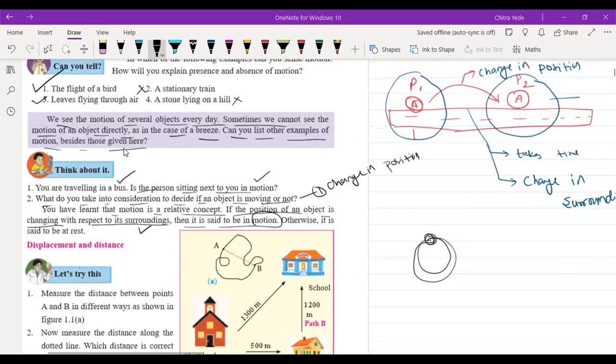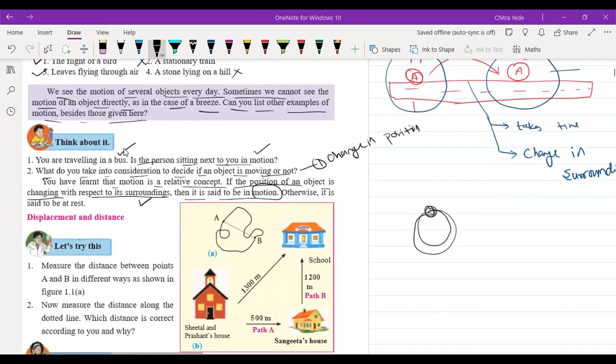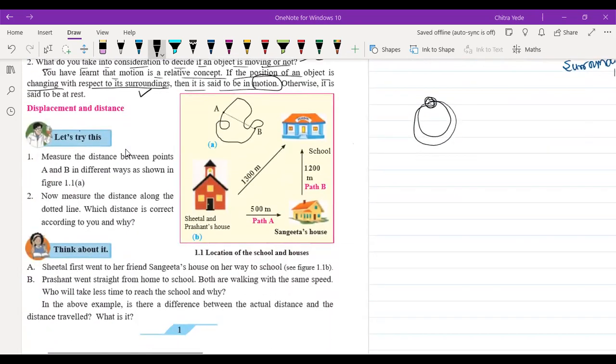Then beta, repetition. Okay. Now we will understand about displacement and distance.